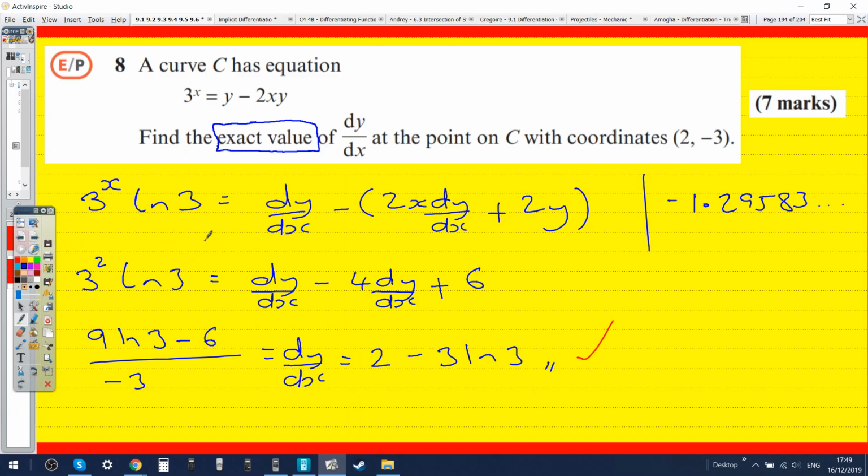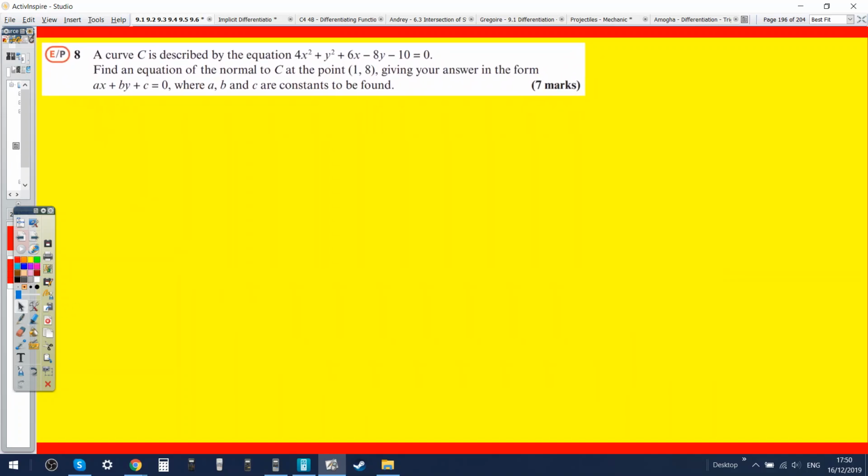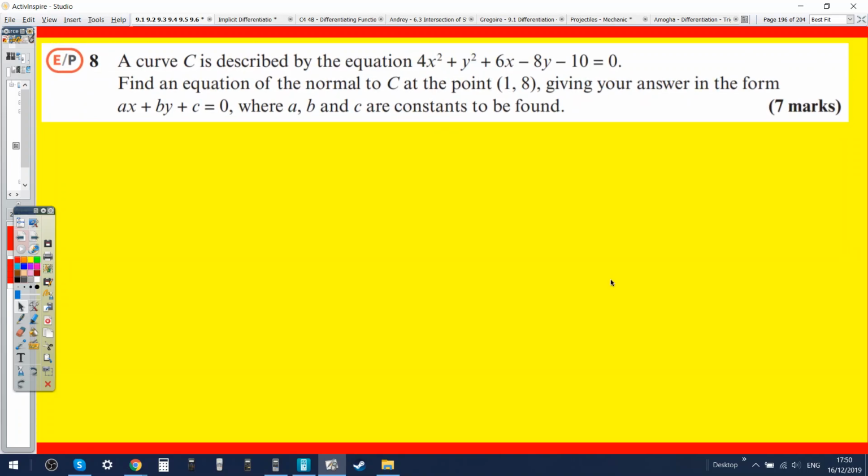Any questions there? Definitely watch these brackets. And exact value, so you have to do it in terms of ln or e or something. Why is this question worth so many marks? Well, you would have lost maybe 2 marks because of the minus. And I suppose with exact value, lots of students will write down minus 1 point something. Why is it worth 7 marks? Don't ask those questions, just take the marks. There's enough questions that are really difficult that are worth 2 marks or something.